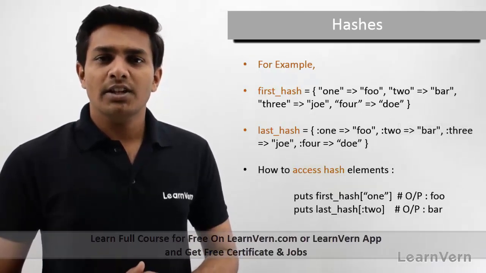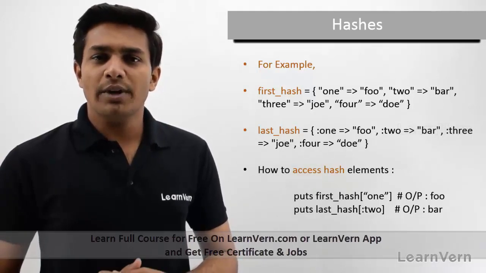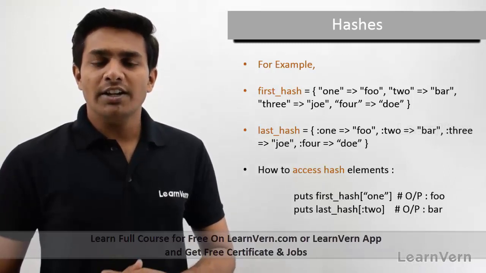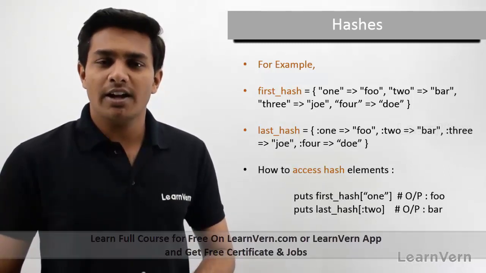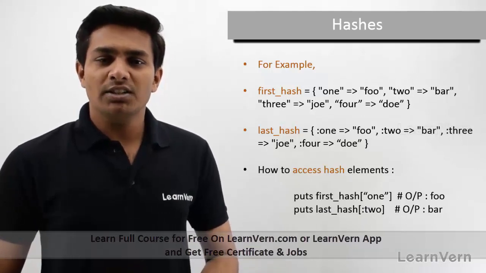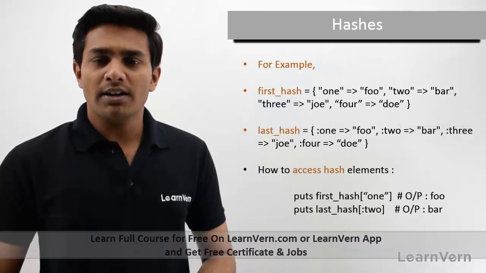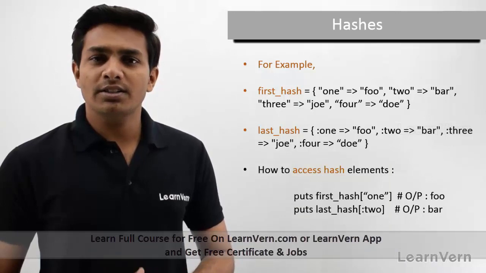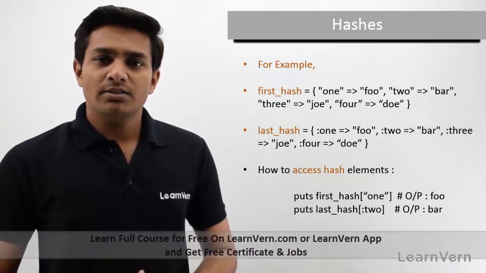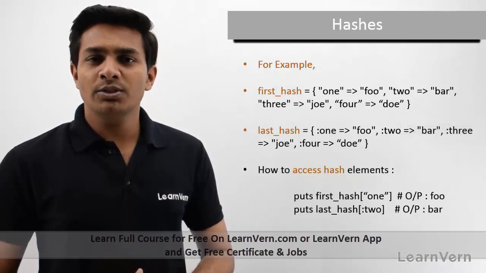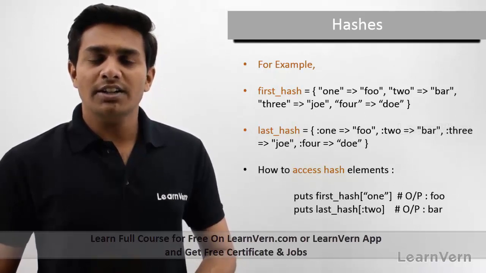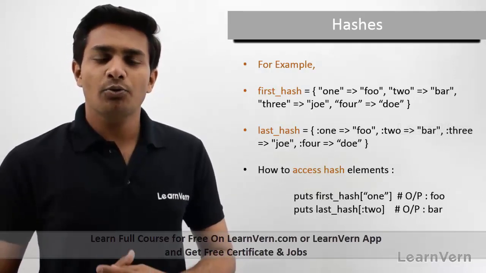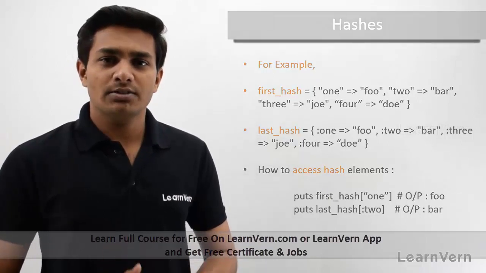Suppose I want to access a second variable, that is bar. I want to access bar value from my second hash. So for that what I need to do is I need to write my hash name, that is last hash, and also the key related to that value bar. So here the key is 2 and it is a symbol. So I need to pass that symbol into my brackets. So last hash, and into the bracket I will pass a key, that is 2, and it will return me a value bar. So this is how we can easily work with hashes.